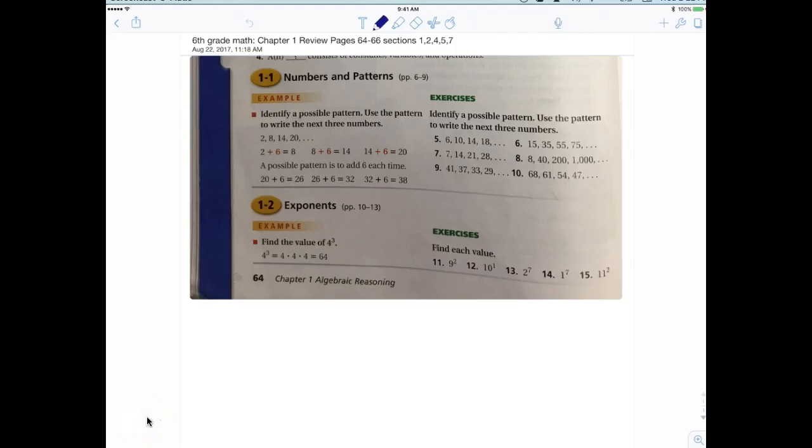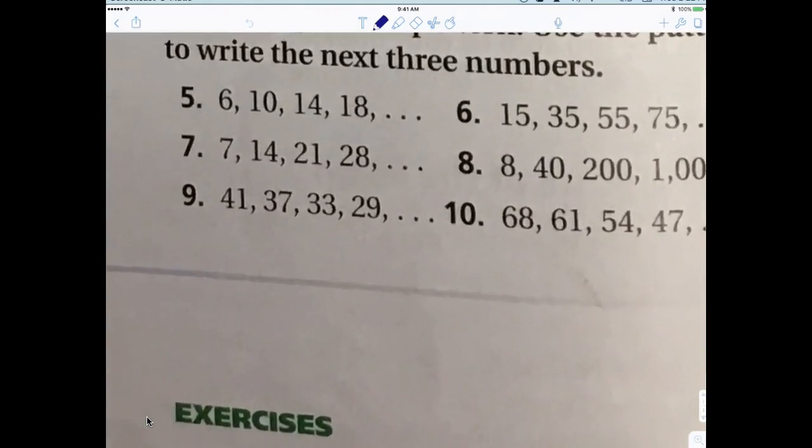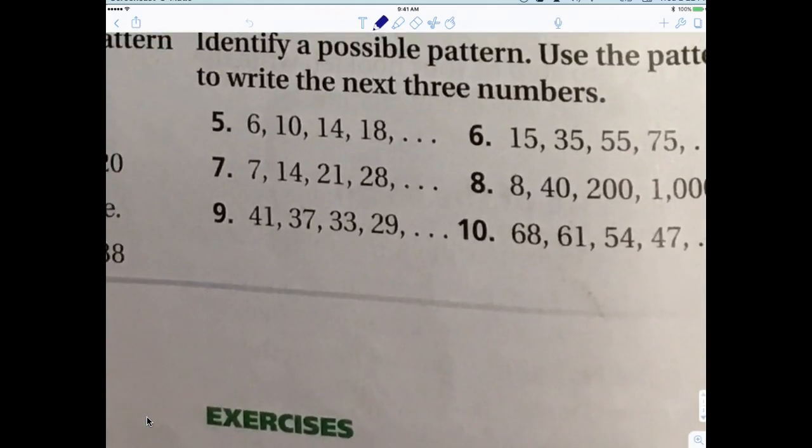Now, up here, we're going with question number 5. We're starting with question number 5. So, when you think you know the pattern, speak up. Raise your hand. Bradley.